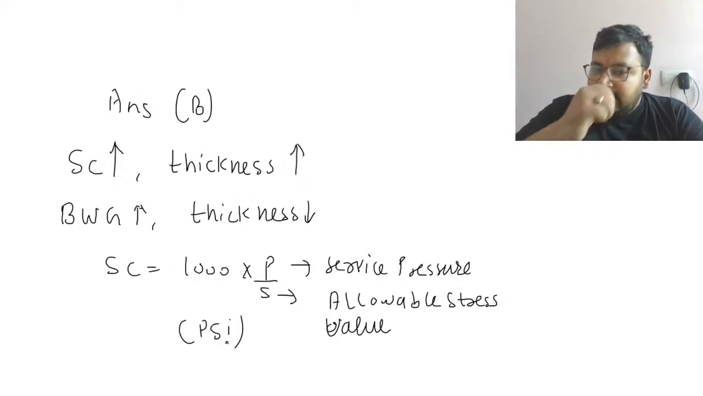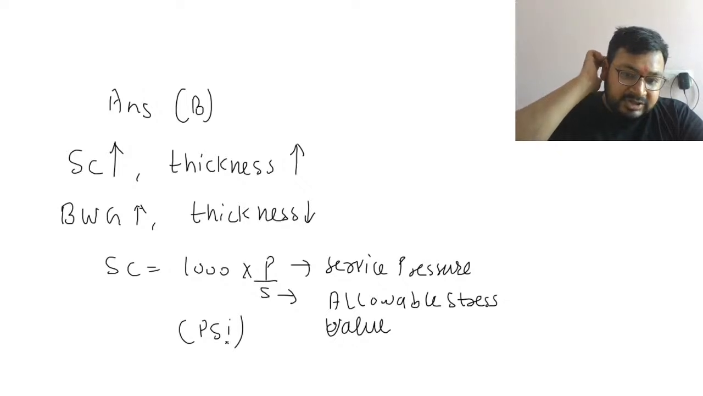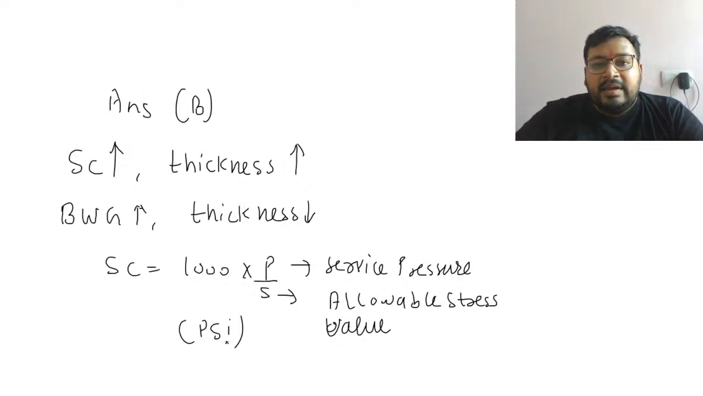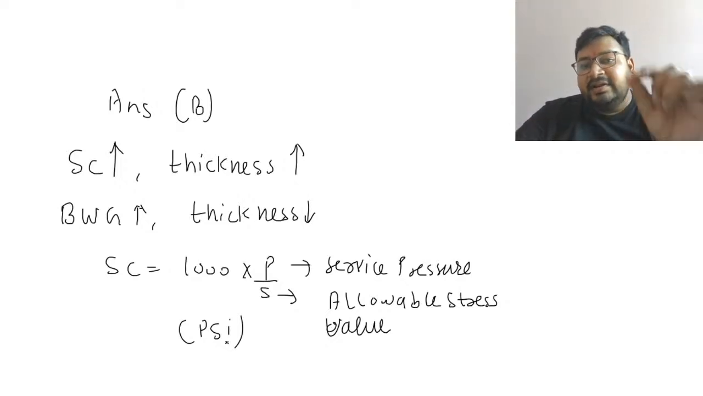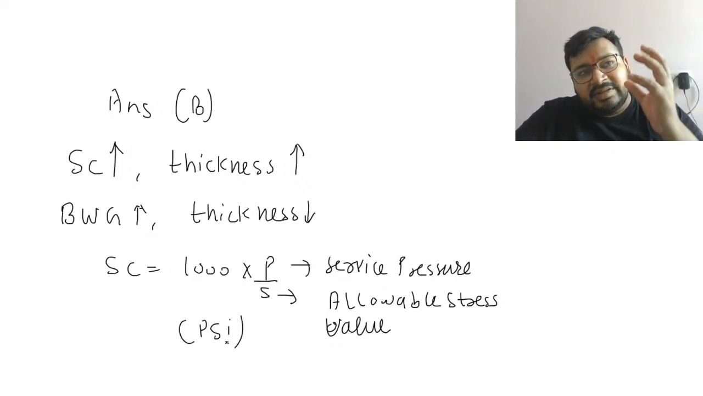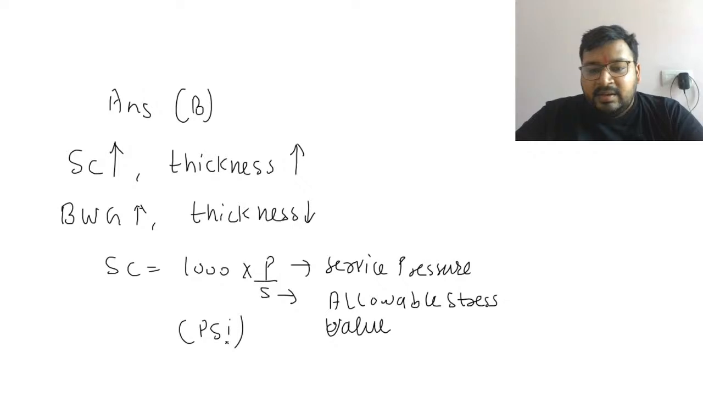So guys, as the pressure increases, the schedule number will increase, or in other words, as the schedule increases, the pressure will increase. And if the pipe has to handle a fluid at a larger pressure, then it has to be strong, and to become strong, its thickness should increase. So that is why with the increase in schedule number, the service pressure increases, and with the increase in the service pressure, the thickness of the pipe increases. Okay, so there is a concept behind it.